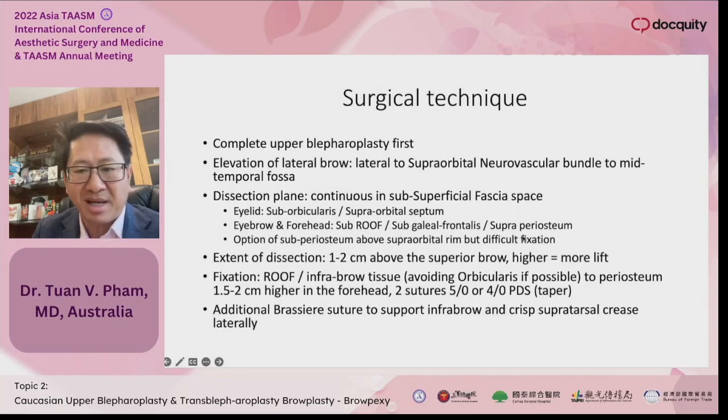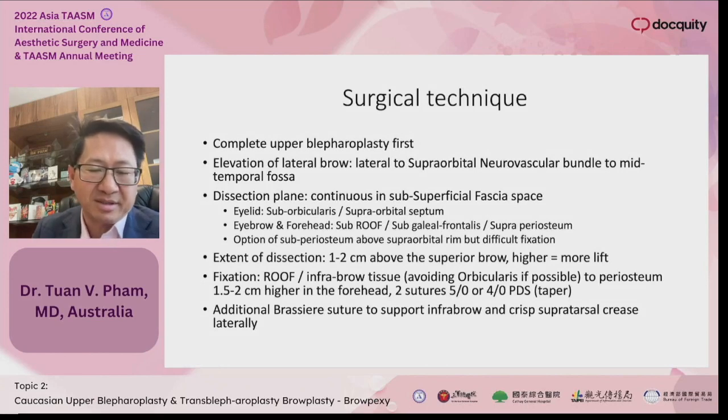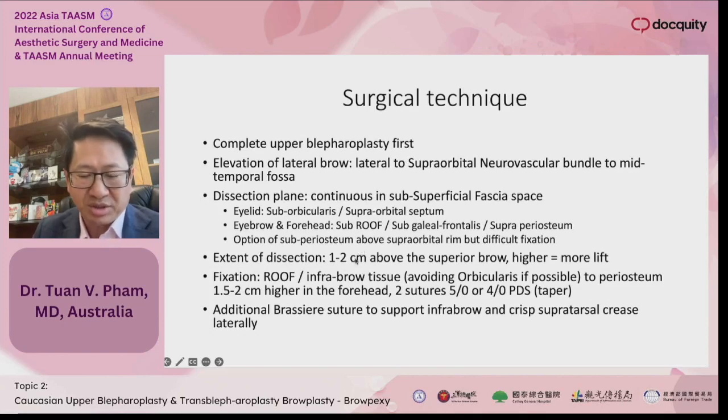Because your arcus marginalis, which is the periosteum, is intact, you elevate that, an almost avascular plane. There are some little vessels you cauterize, but you stay always supraperiosteal. The extent depends on how much height you like. And then fixation of the ROOF fat. Try to avoid the orbicularis in your suture to the periosteum above. So that gives you a bit of brow lift.